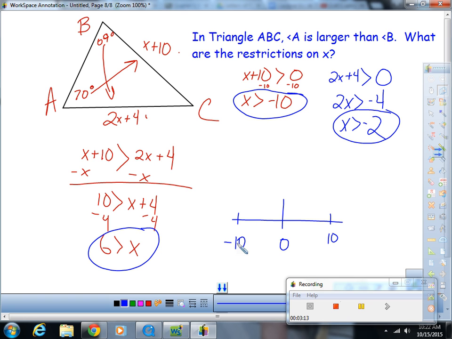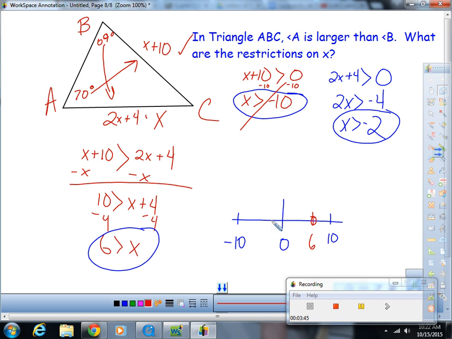Okay, well, we knew that 10 didn't work. We tried to put 10 in and it didn't work. We found out that x has to be less than 6. We also found out that x has to be greater than negative 10 and that x has to be greater than negative 2. So I have to eliminate one of these. Well, this one is less restrictive because if I put a number in between there, like negative 5, negative 5 works for this one, but it doesn't work for that one. It gives you a negative answer.